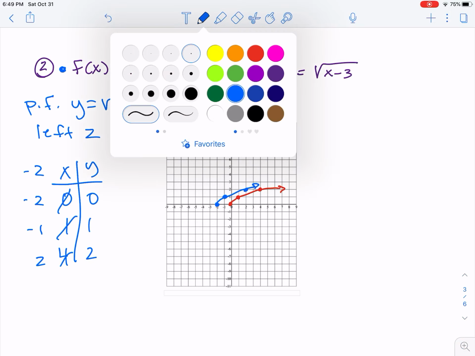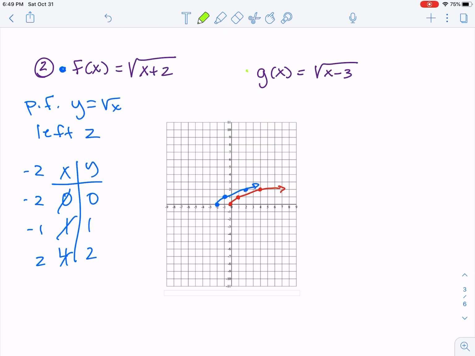On this right-hand side, let me grab another color. I'll go with green. Parent function, well, that is y equals the square root of x. Since that minus 3 is inside that radical, that means I'm going to be shifting right 3. So if I take that table of values and use my parent function 0, 0, 1, 1, 4, 2, and I'm moving right 3, that means I'm going to add 3 to the x values. So that's a 3, 4, and a 7.